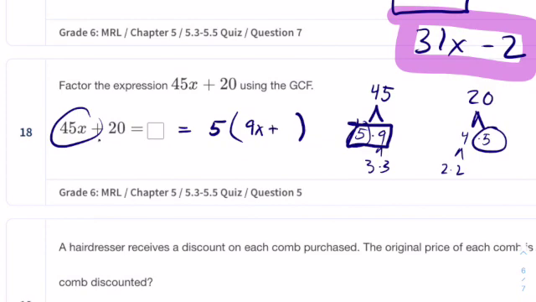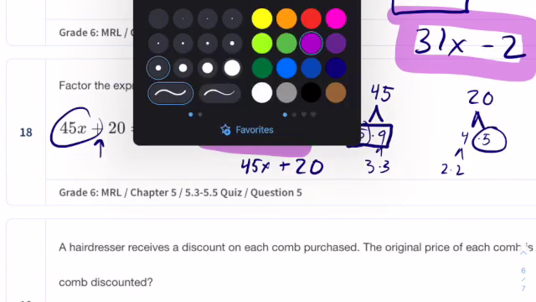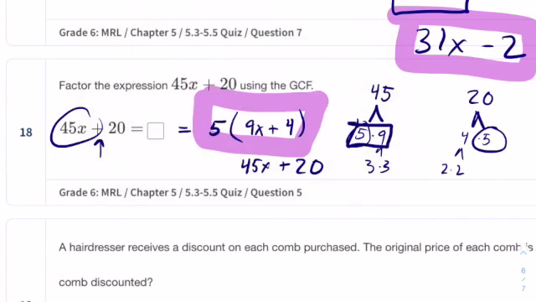Then plus, because I have a plus sign in the problem, what number, 5 times what number makes 20? Basic multiplication, 5 times 4 is the one that makes 20. So at the end, you kind of have to check and see, does 5 times 9 make 45x? Yes, it does. Does 5 times 4 make 20? Yes, it does. So 45x plus 20, boom. I just checked my work and saw that I was right and that this is the correct answer for my factoring. Okay, moving on.